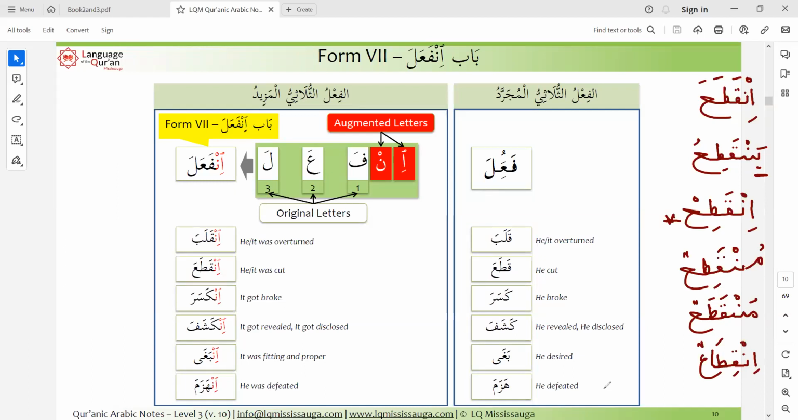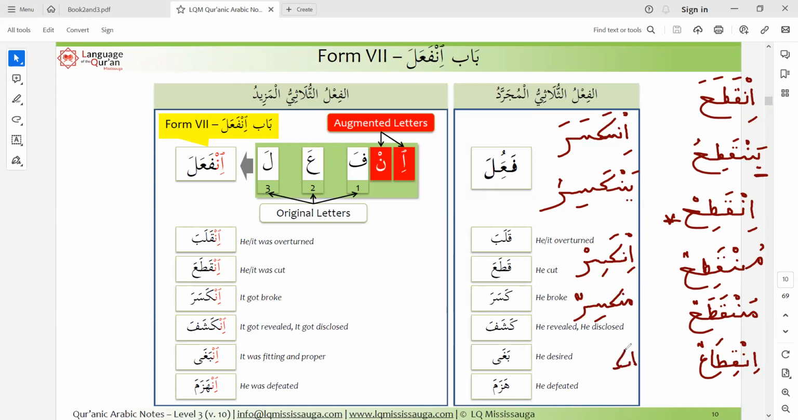Okay, next we have inkasara. From kasara we get inkasara. Correct. So inkasara means it got broken, or it was broken. Kasara, he broke it. Inkasara, it got broken. Inkasara, yankasiru. The amr from this is inkasir. The rest you should do. And ismul fa'il is munkasir, and munkasarun, and inkisarun, the masdar from this.